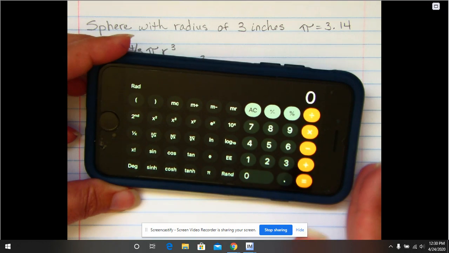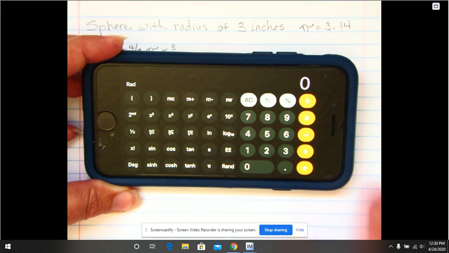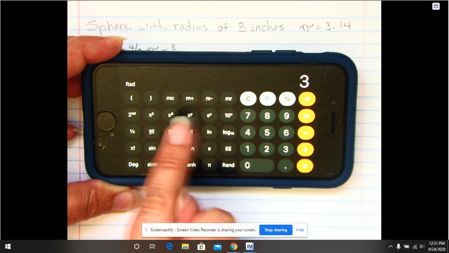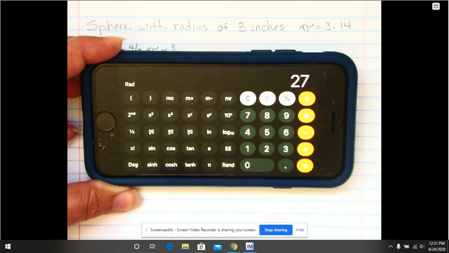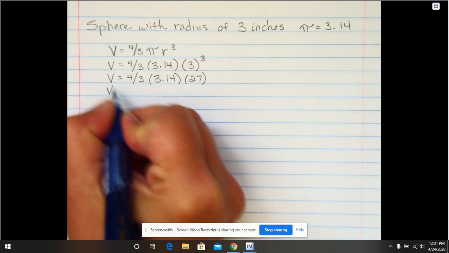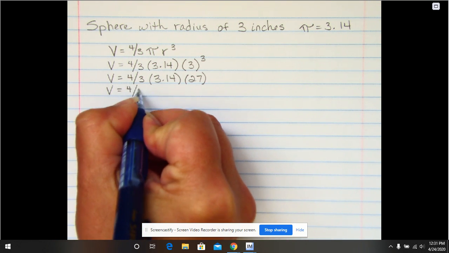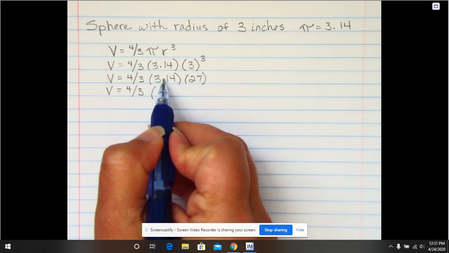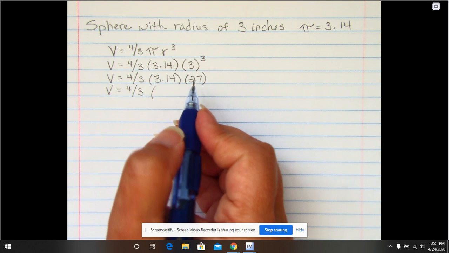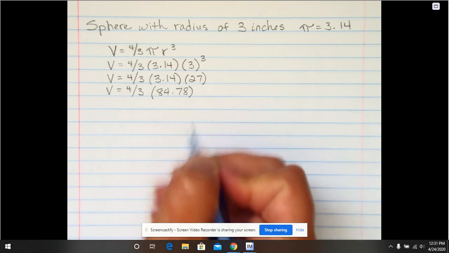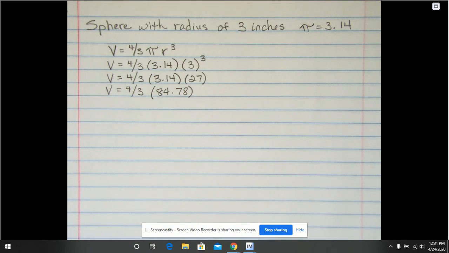I could use this information on my calculator and type in 3, and then go right here where it says x to the third power, and there's 27. Now, volume equals, I'm going to leave the fraction alone for now, and just multiply together the approximation for pi times 27. 84.78. And I'm doing it in that order to show you something that'll help you out on calculators.